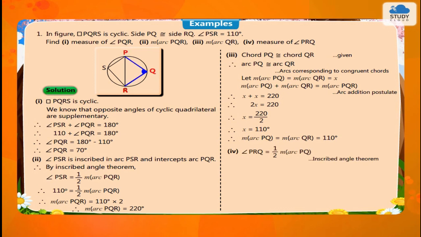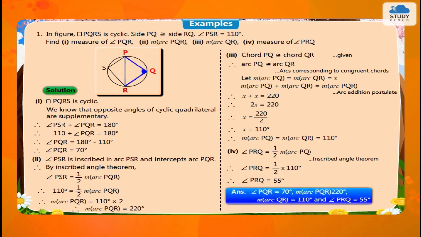4. Angle PRQ is equal to half measure of arc PQ. Therefore, angle PRQ is equal to 1 upon 2 into 110 degree. Therefore, angle PRQ is equal to 55 degree. Answer: angle PQR is equal to 70 degree. Measure of arc PQR is equal to 220 degree. Measure of arc QR is equal to 110 degree. And angle PRQ is equal to 55 degree.